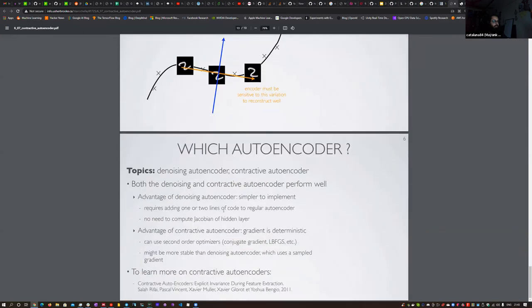The advantages are it only requires adding one or two lines. You need to compute the Jacobian of the hidden layer, and the gradient is deterministic and can be used in second order optimizers with conjugate gradients and LBFGS. This kind of loss was in a paper. Stop the share now.